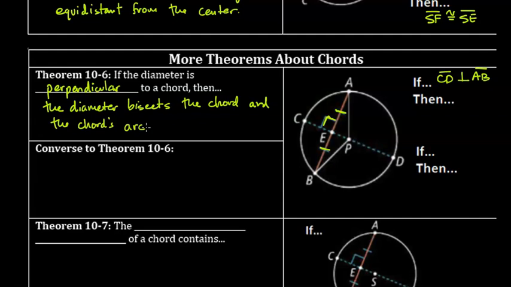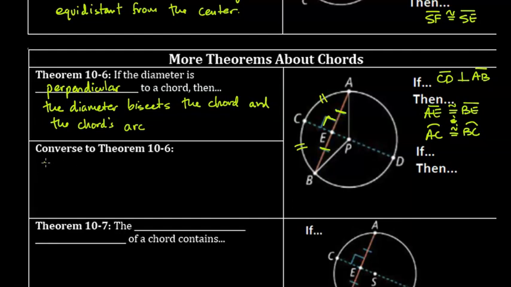arc. So because this diameter is perpendicular to this chord, we'd be able to say that segment AE and segment BE are congruent, but we would also be able to say that arc AC and arc BC are congruent because the arc for segment AB would be this arc ACB. And so what's happening is this diameter is coming through and it's cutting that arc into two equal parts as well.